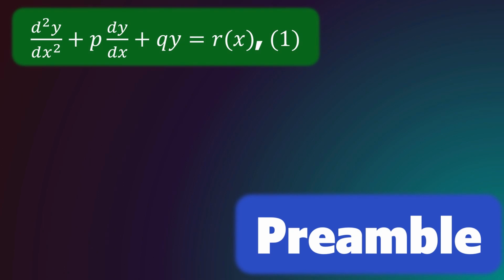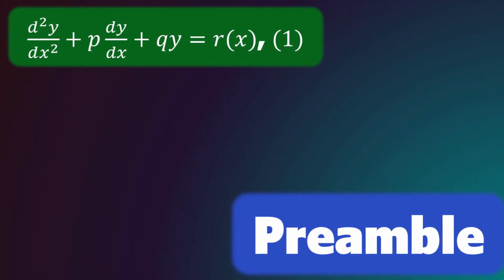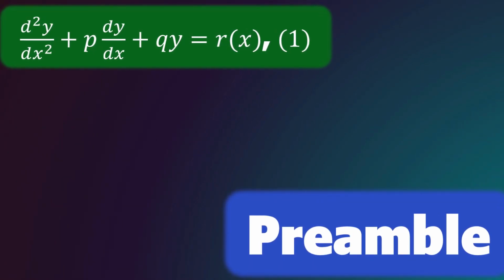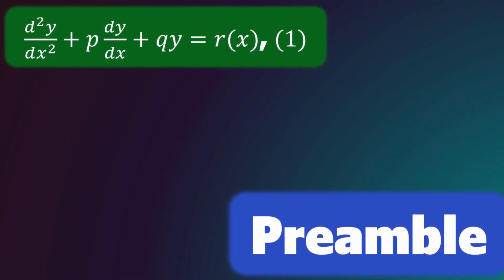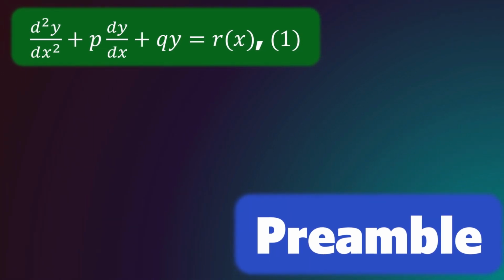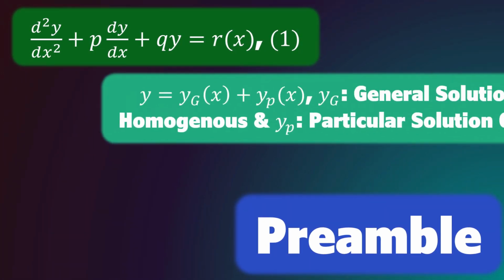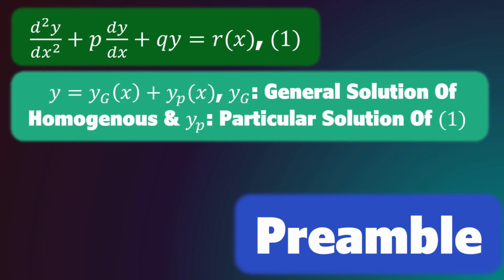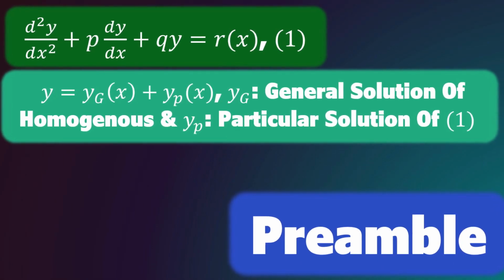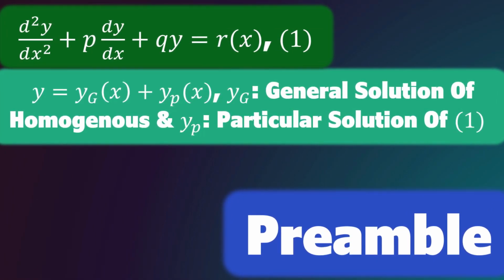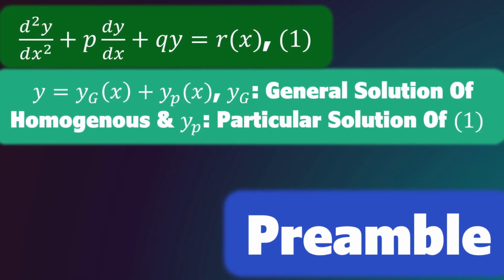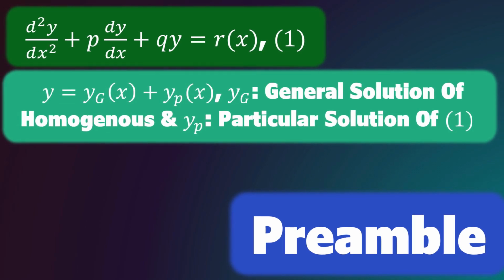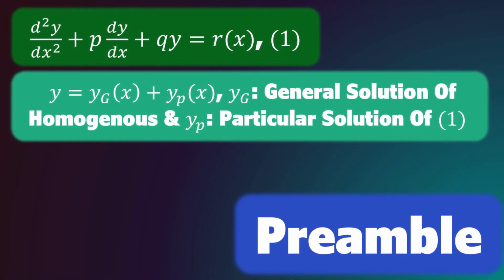First, we need to note that this method can be used for equations of the form the second derivative of y plus p of x times the derivative of y plus q of x times y equals r of x, which we will call equation 1. The general solution of equation 1 is y equals yg of x plus yp of x, where yg of x is a general solution of the homogeneous form of the equation and yp of x is the particular solution of equation 1.